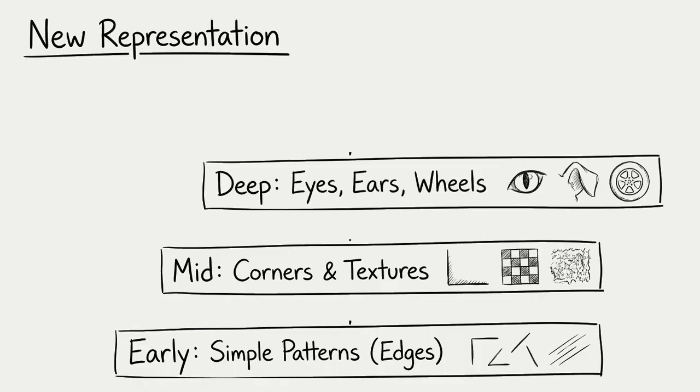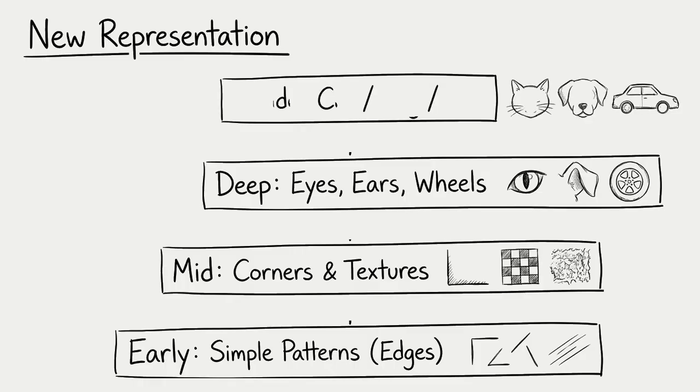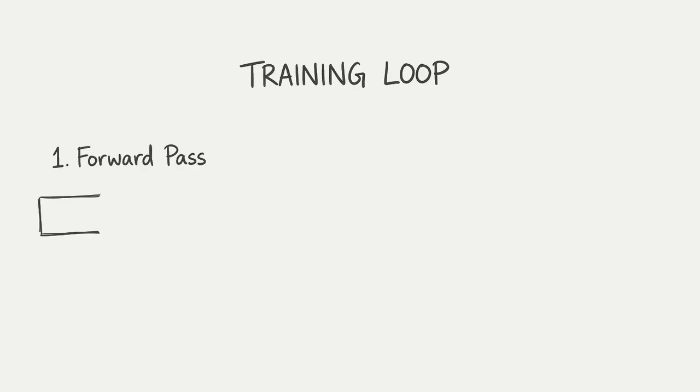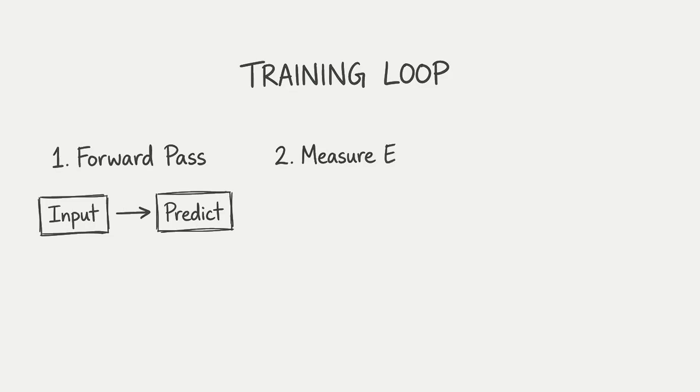Now let's talk about how the network actually learns. Learning happens through a process called training. Training always follows the same loop. First, we do a forward pass. We feed an input into the network, let it flow through all the layers, and produce a prediction. Second, we measure how wrong that prediction is. This is done using a loss function. The loss function takes the predicted output and the true output and returns a single number that represents error.